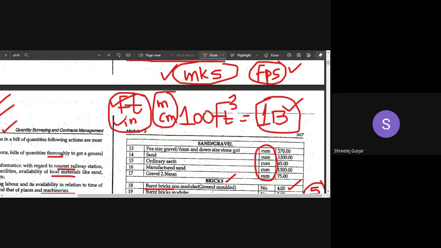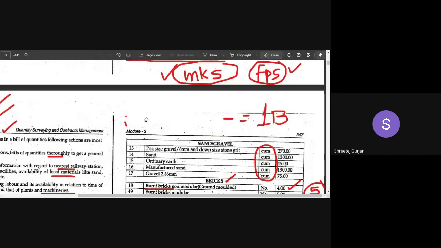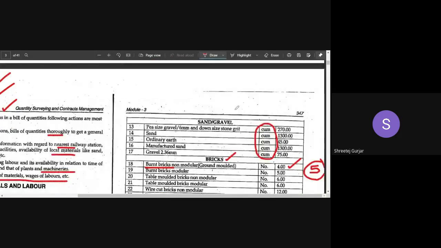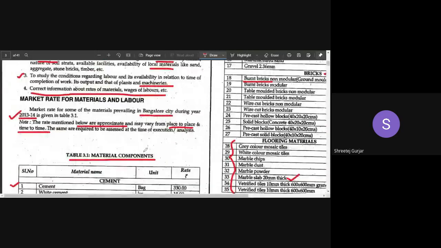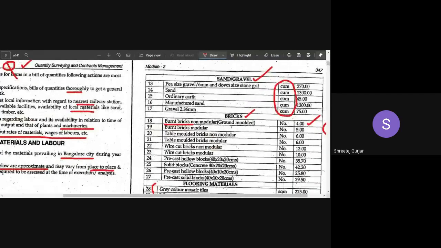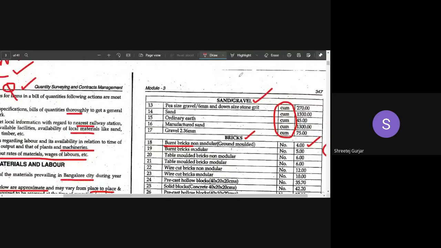You can share if you know any other field technical terms and which units they use. We will share with everyone. So you were asking about brass. Your friend has told us that 100 cubic feet is equal to 1 brass. Whenever you order gravel, stone aggregate, sand or M sand, you can order in brass.